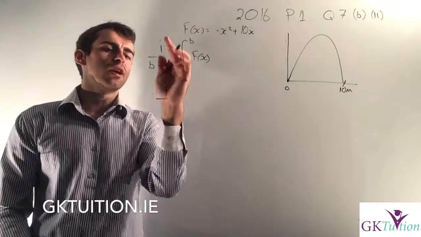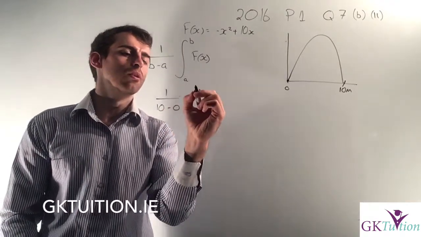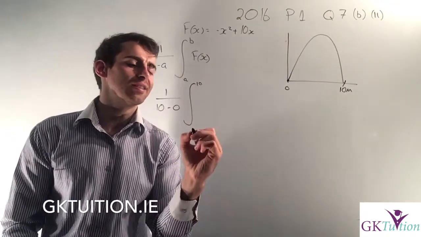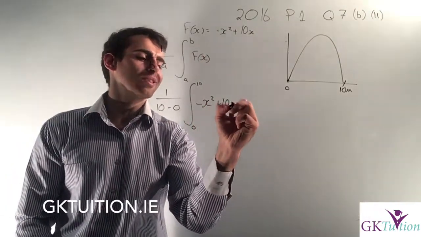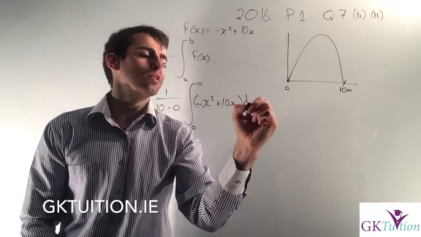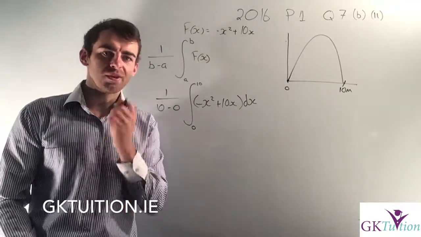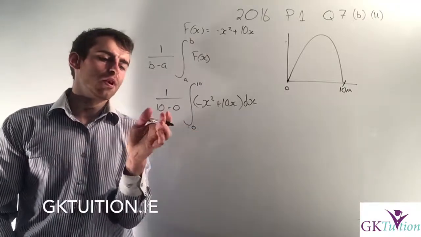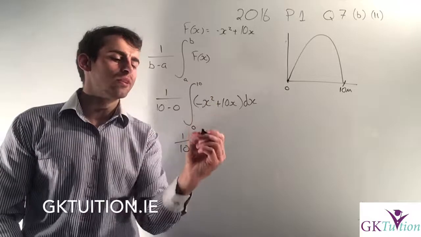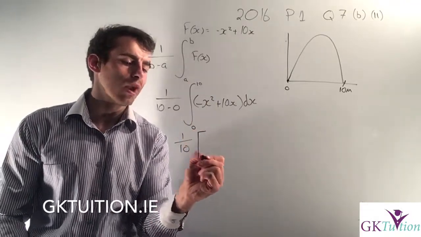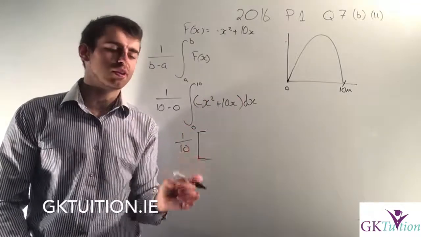So if I sub in here, I get 1 over b minus a, which is 1 over 10 minus 0, times the integral from 10 to 0 of f of x, which is minus x squared plus 10x. And afterwards then we put in a dx just to symbolize that we're going to integrate. Now in the next line we can actually integrate. So my fraction here will just become 1/10, and when I'm integrating I'm now going to introduce square brackets to symbolize that I've now integrated.